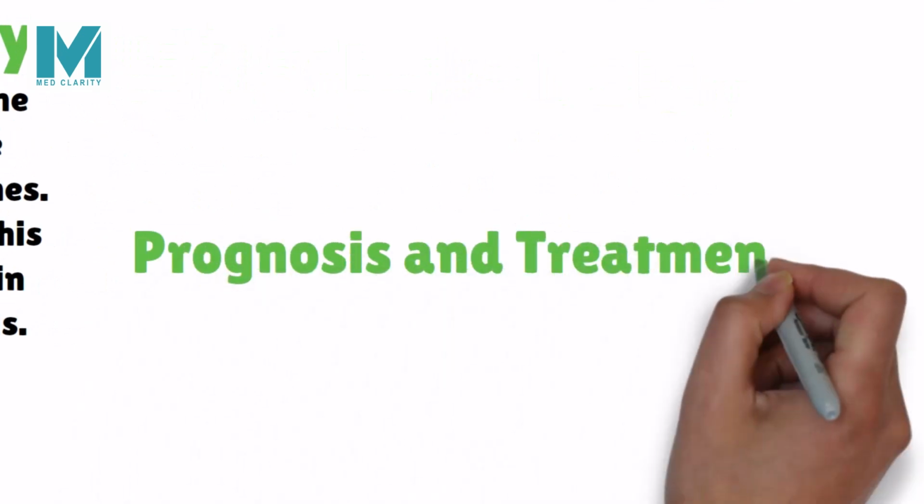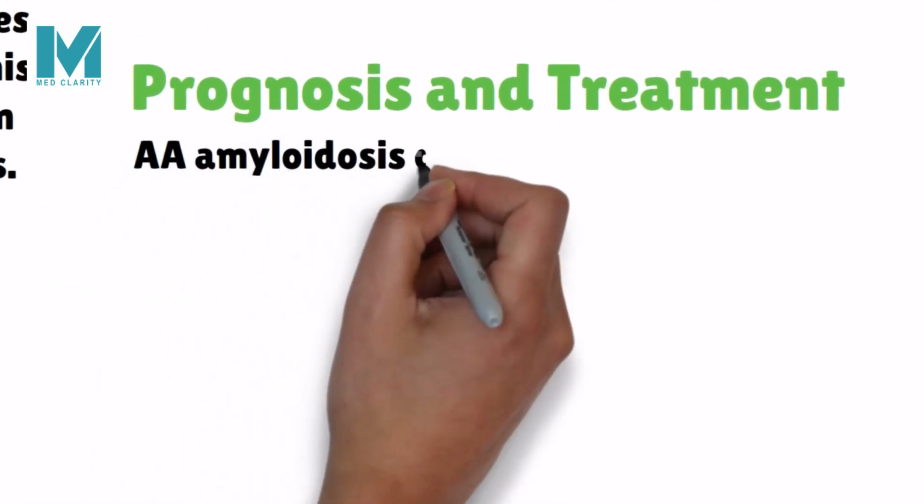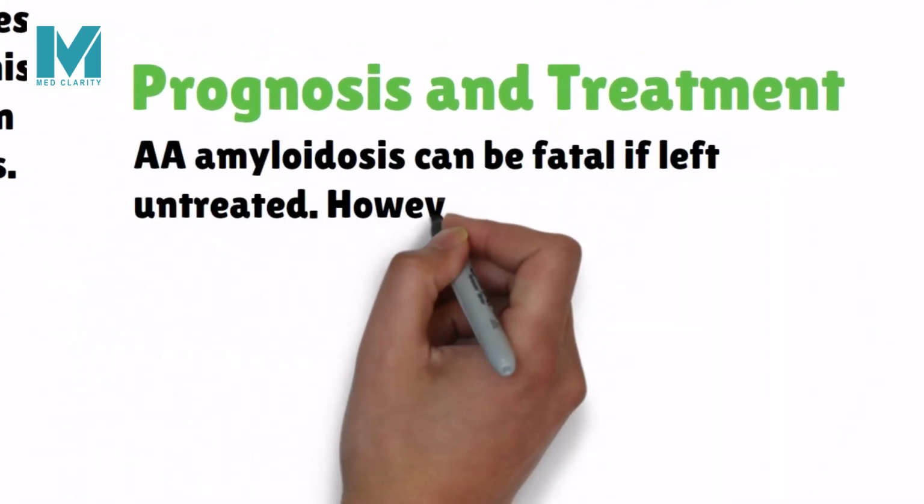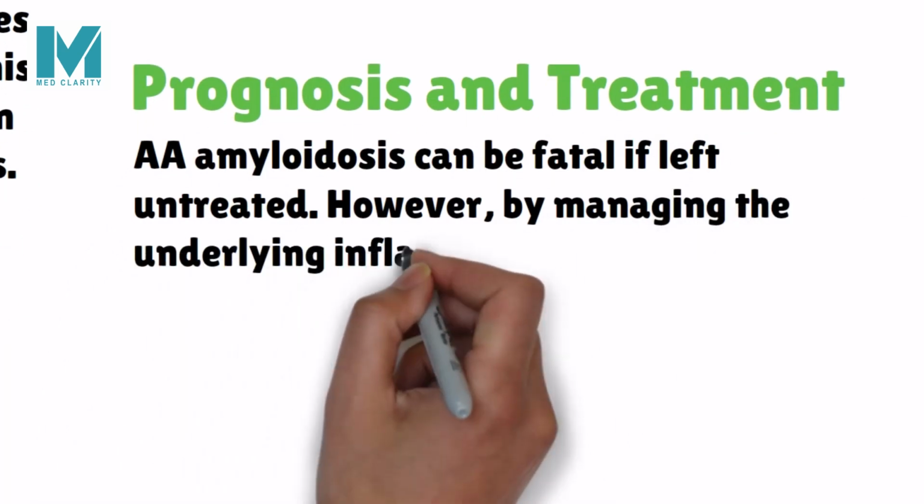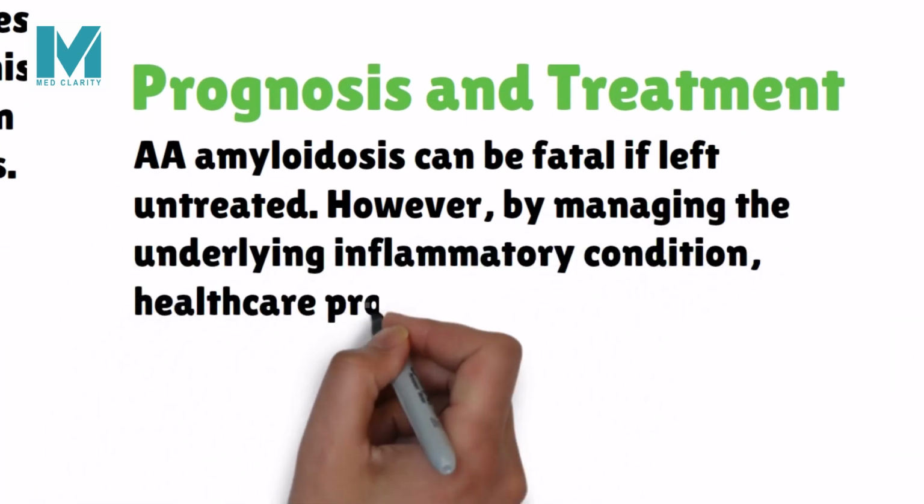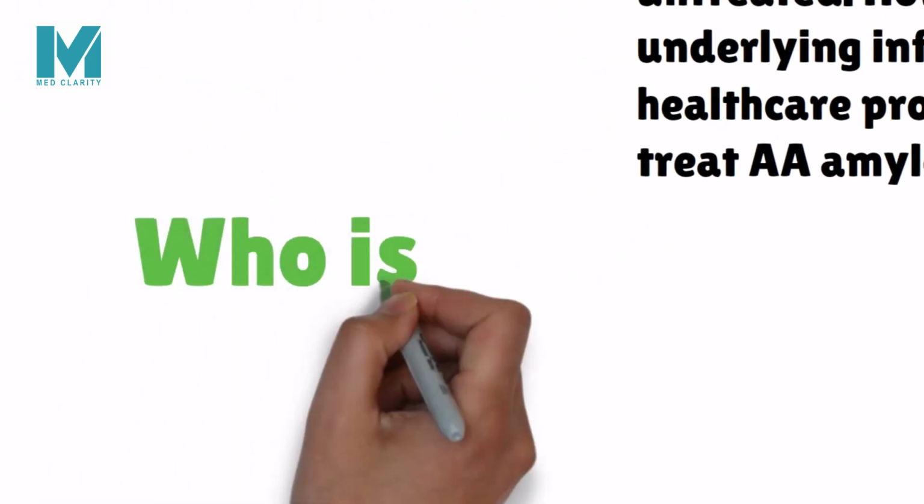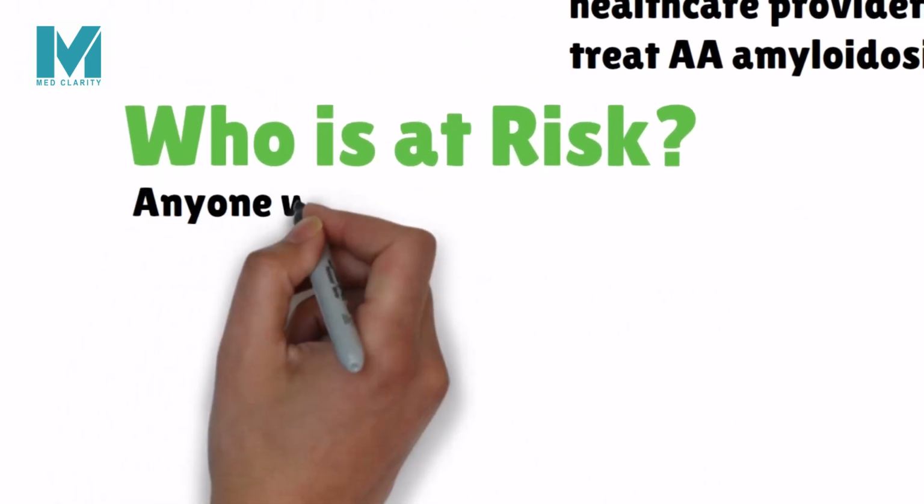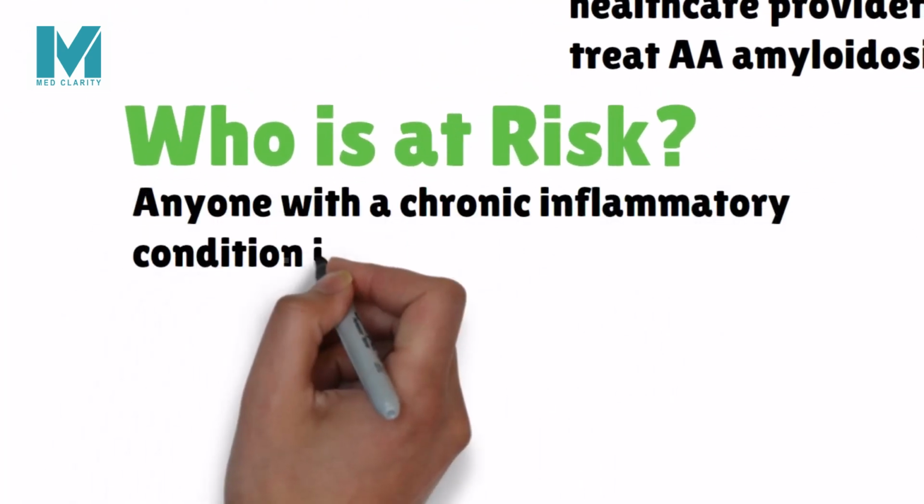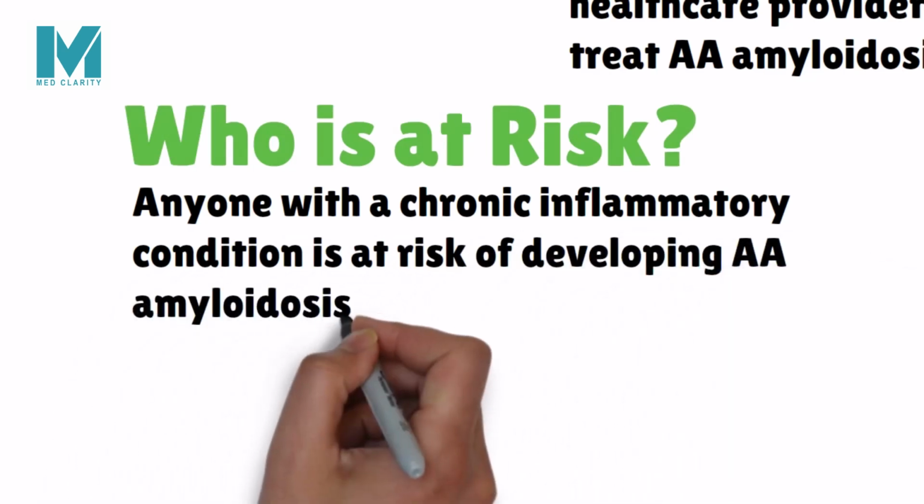Prognosis and treatment. AA amyloidosis can be fatal if left untreated. However, by managing the underlying inflammatory condition, healthcare providers can effectively treat AA amyloidosis. Who is at risk? Anyone with a chronic inflammatory condition is at risk of developing AA amyloidosis.